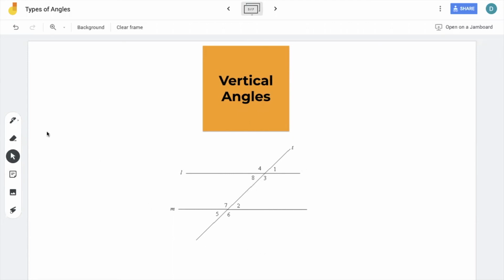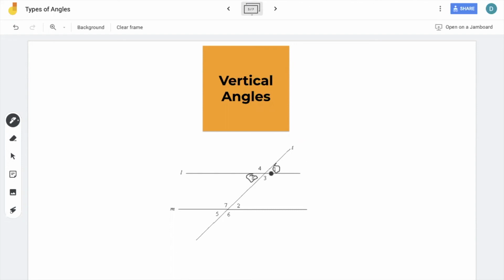So let's take a look at angle 1 right here. Basically, a vertical angle is going to be angle 8. So you see how there are the 2 lines that intersect? Well, it's on the opposite sides. They're not adjacent to each other. That's the main thing. They are not next to each other. And so that's what defines a vertical angle.